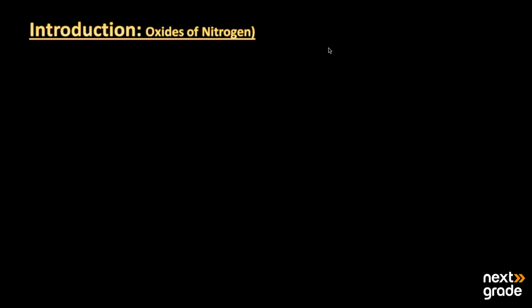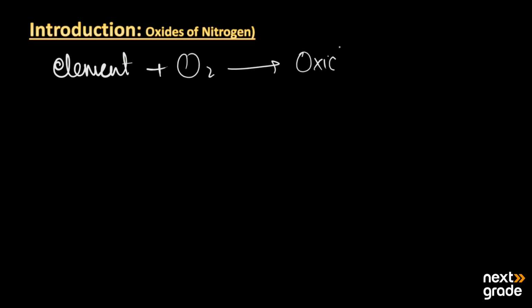So, the topic we will discuss today is the oxides of nitrogen. Basically, the word oxide, where does it come from? When any substance or any element reacts with oxygen, then the resulting product that it forms is basically called an oxide.